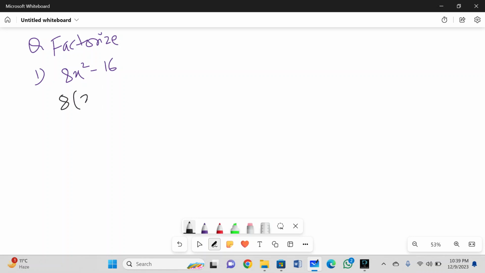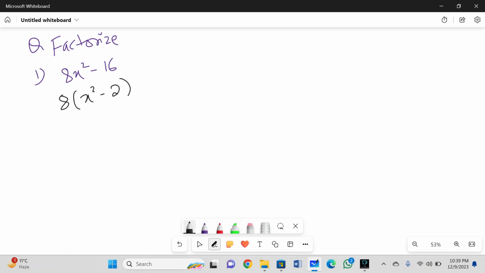The remainder will be x squared minus 2. So this is the factorization that we are done with. If we have inside the bracket both of the terms are the squared number, then we will factorize it further. But as you can see, 2 is not a square number, so we will leave it over here.